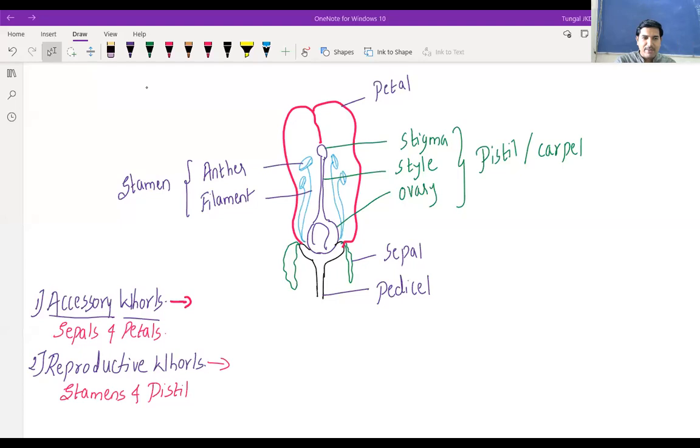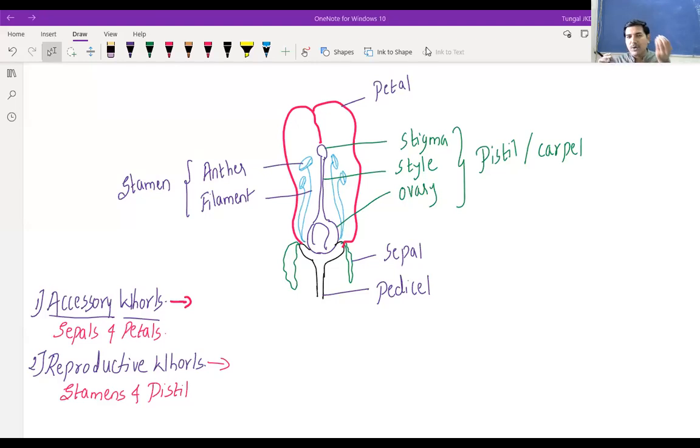Now here sepals, petals. Sepals we also call by another term, calyx, and petals we also call by another term, corolla. So sepals, what is the color of the sepal? It is green in color. What is the color of the petal? It is a colored one. That means sepals are green in color. Its major function is protection.